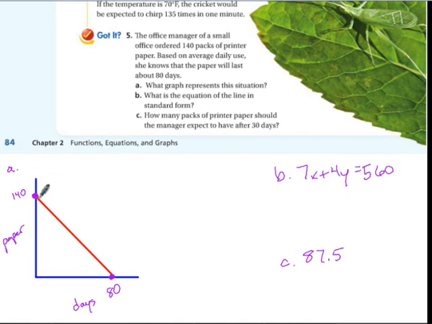What I have right here is the y-intercept. So I could start this out by saying y equals, the y-intercept is positive 140. I'm going to use slope-intercept form, and then I'm going to transform it, okay? And then what is the slope? Well, I need to know what the slope is. I know it's negative because I can see the line going down.